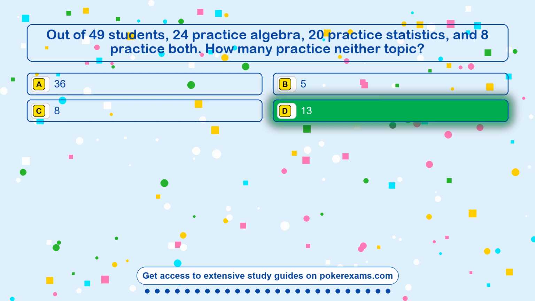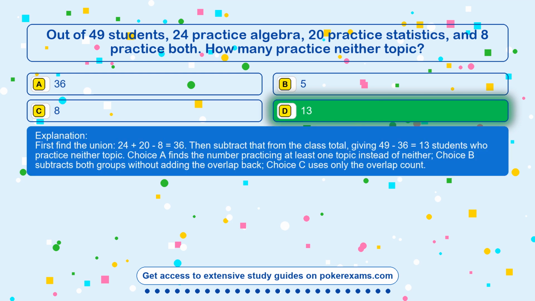The correct answer is option D, 13. First find the union, 24 plus 20 minus 8 equals 36. Then subtract that from the class total, giving 49 minus 36 equals 13 students who practice neither topic. Choice A finds the number practicing at least one topic instead of neither, choice B subtracts both groups without adding the overlap back, choice C uses only the overlap count.